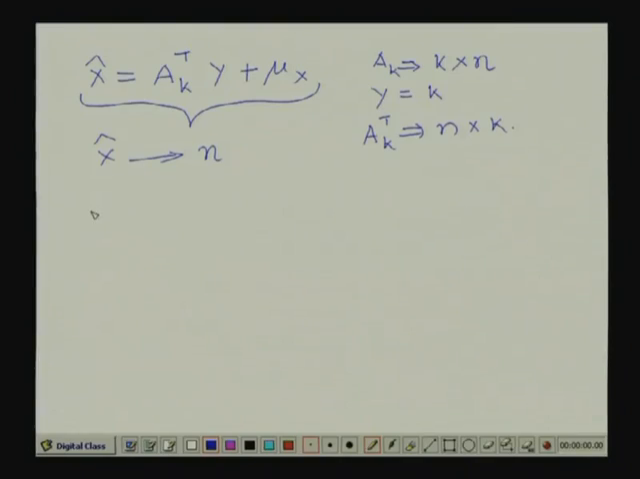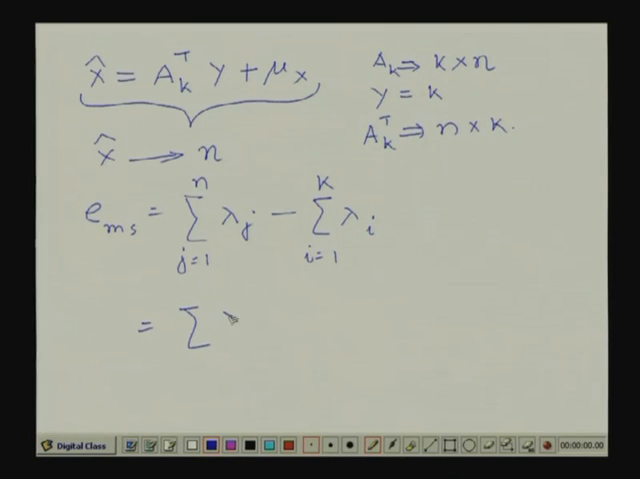And it can be shown that the mean square error of this reconstruction, that is the mean square error between x and x hat, is given by an expression that e_MS is given by the sum of lambda j, where j varies from 1 to n, minus the sum of lambda i, where i varies from 1 to k, which is nothing but the sum of lambda j, where j varies from k plus 1 to n.